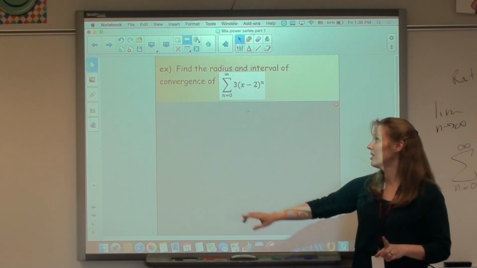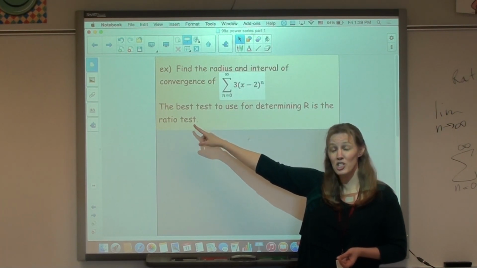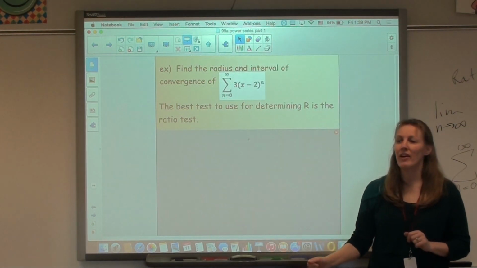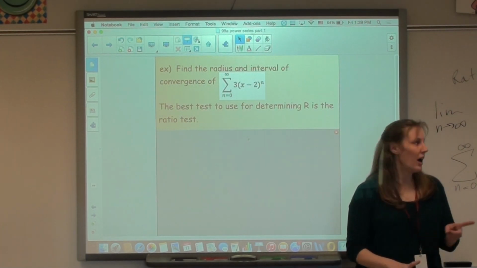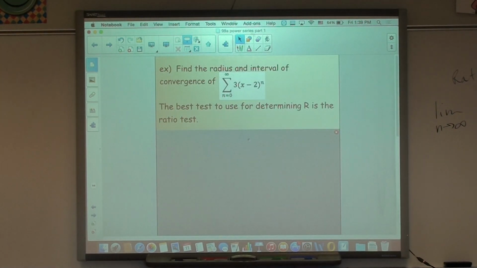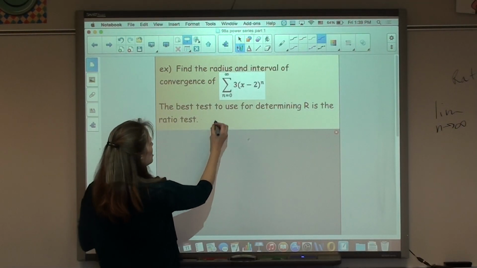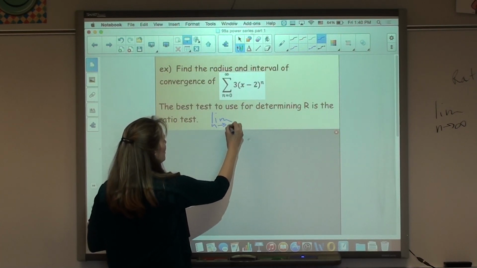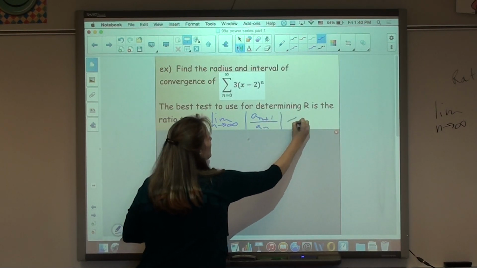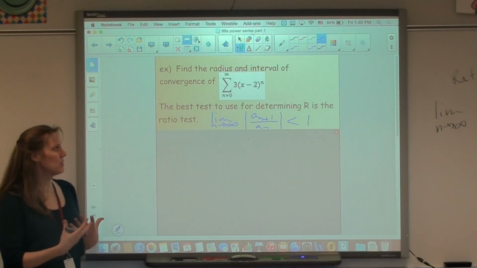We are going to use the ratio test. You will be doing the ratio test in just about every single homework problem tonight. Yay, ratio test. Now, in case you've forgotten the ratio test, I wrote it over here on the board. And here's what it says. I think I'm going to rewrite it here so that you can see it on the screen. So the ratio test says that the limit as n approaches infinity of a sub n plus 1 over a sub n must be less than 1 for the series to converge. Okay, that's the ratio test.